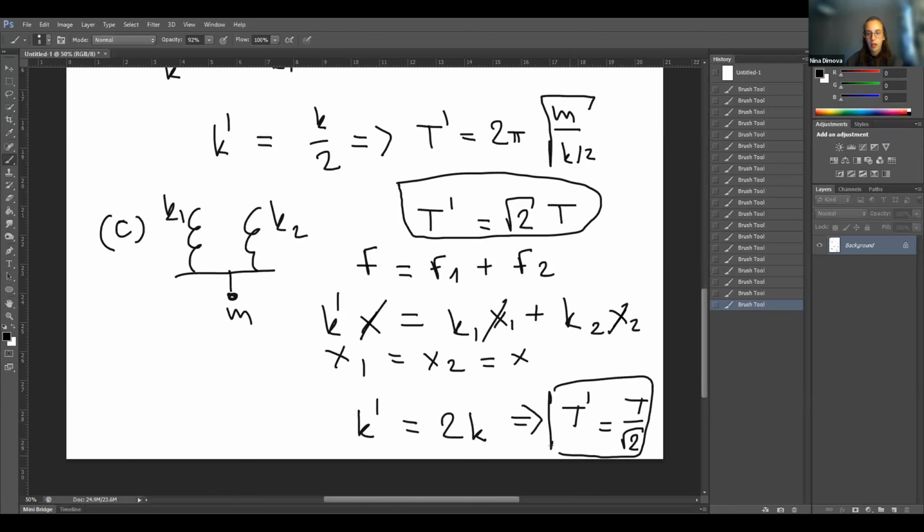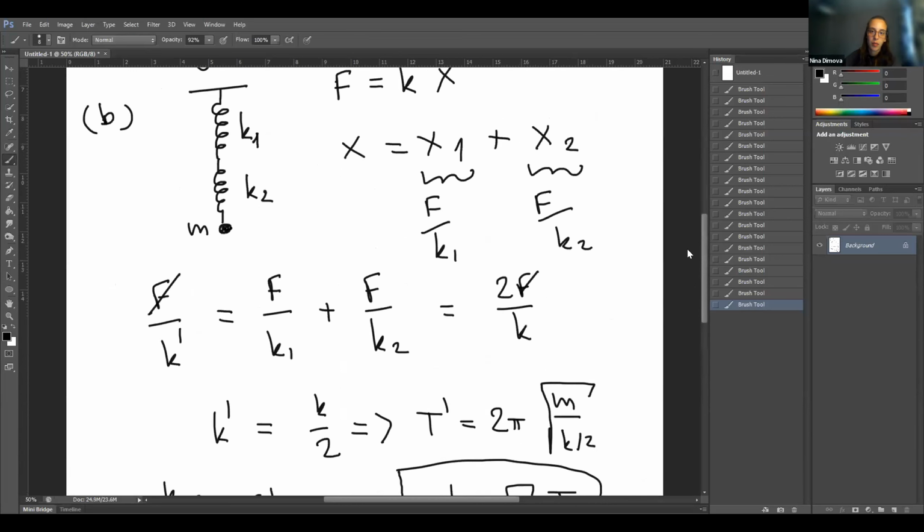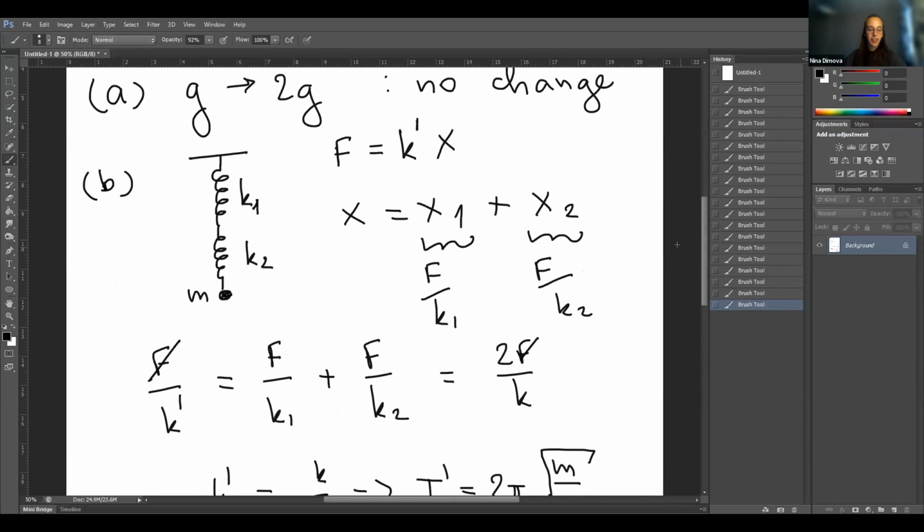And again, if you want to remember it, springs add the opposite to resistors. So in series, they add the same way the resistors would add in parallel. But yeah, it's like 2 lines to derive it, so that would be easier. Cool. So these are the problems.